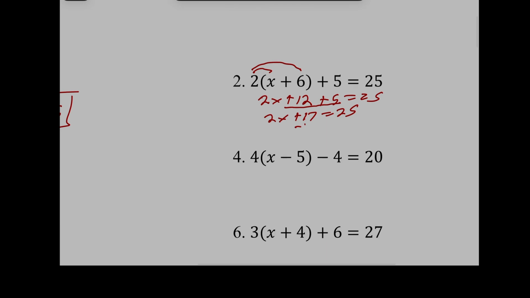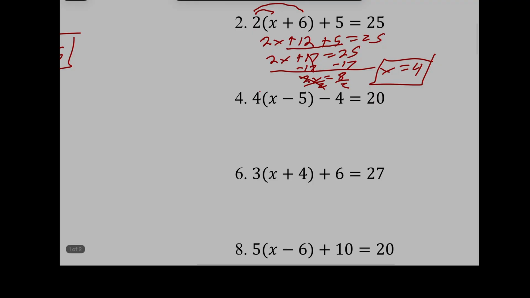Now, letters on one side, numbers on the other. I'm just going to subtract my 17. And now I have 2x equals 25 minus 17 is 8. Divide each side by 2. And I'll get an x equals 4. There we go.